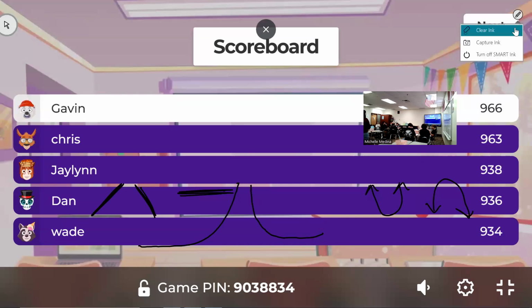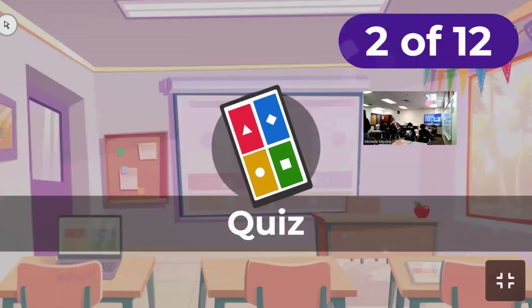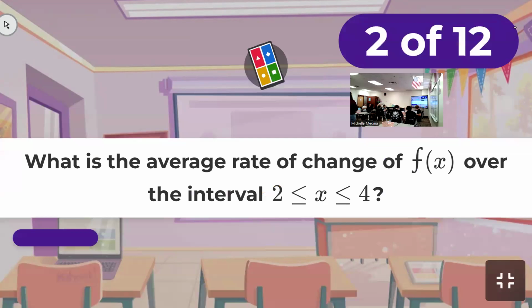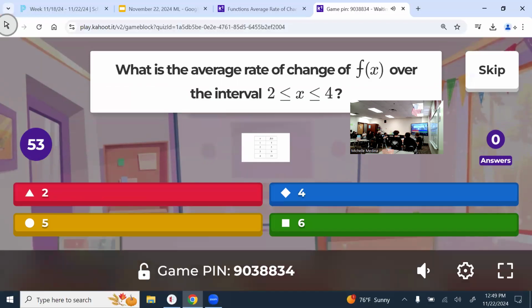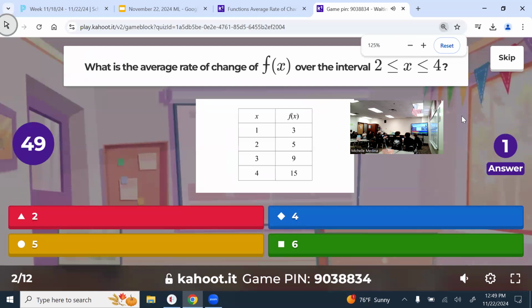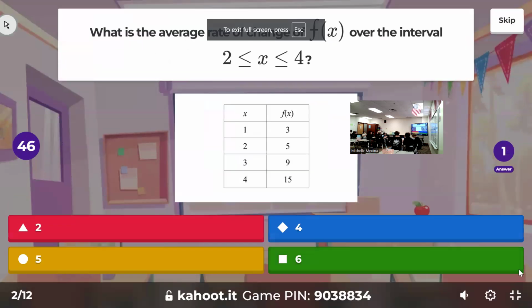Okay, here's the next one. What is the average rate of change of f of x over the interval 2 less than or equal to x less than or equal to 4? I'll try to make the table bigger.